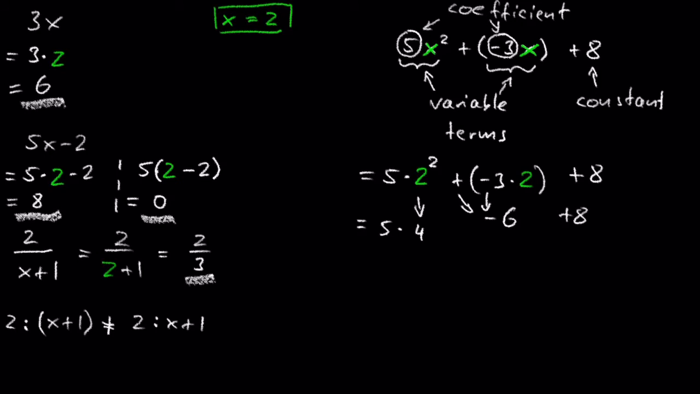Multiplication has precedence over subtraction, so we first multiply 5 times 4, which is 20. Negative 6 plus 8 is 2. 20 plus 2 is 22. The solution is 22.